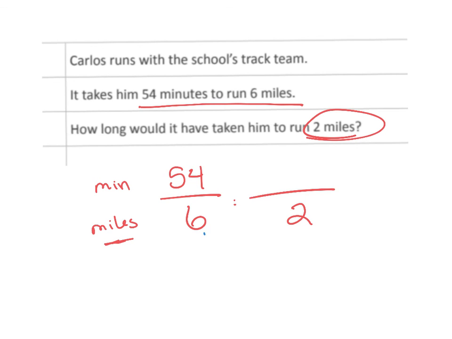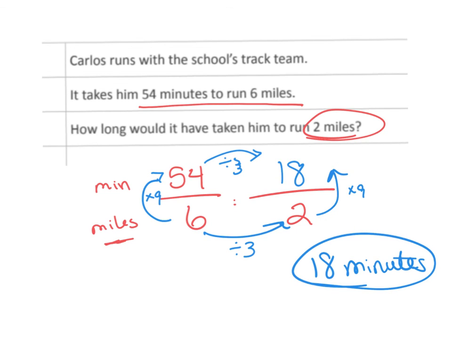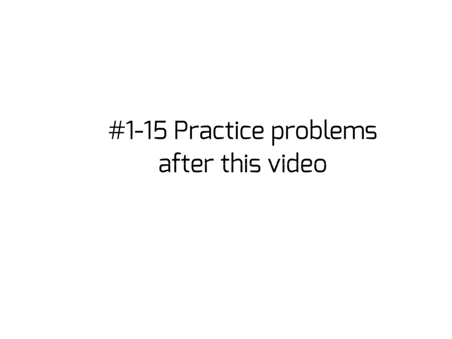Again, I can go either way. 6 divided by 3 gives me 2. I could even do 6 times 9 gives me 54. 2 times 9 gives me 18. If I would do 54 divided by 3, plug that into the calculator, I get 18 as well. It took him 18 minutes to run 2 miles. Either way would have worked, up or down, left or right.